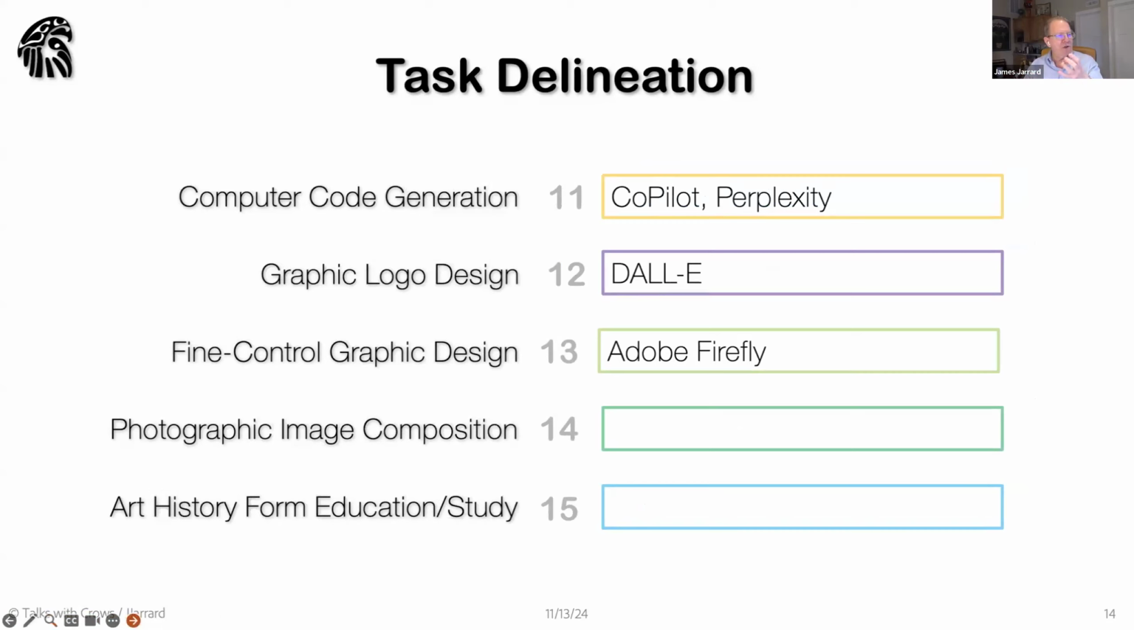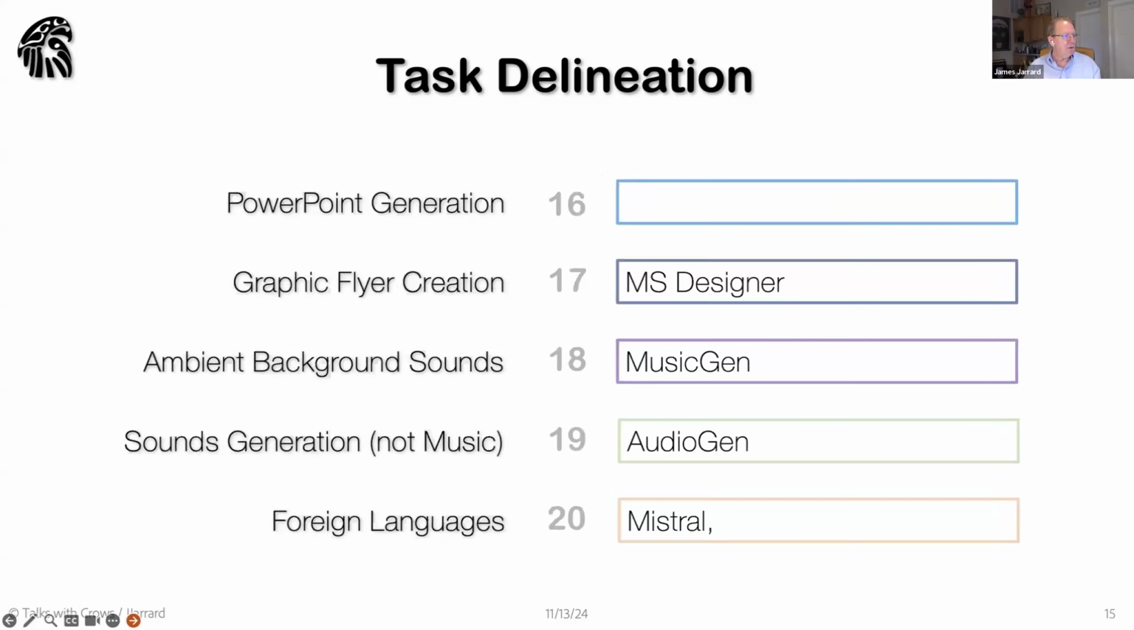Computer code generation. I'm using that to generate computer code for the website, and I hope to explore Python, and I will use Perplexity and Microsoft Copilot to help me generate code. Graphic flyers. We just went through an election, and I guarantee you that people were using Microsoft Designer, and we're going to try to get to that.